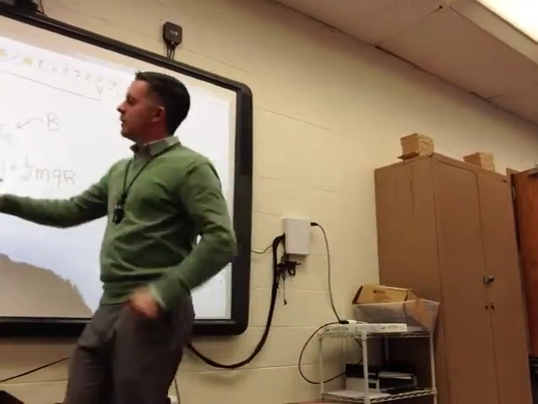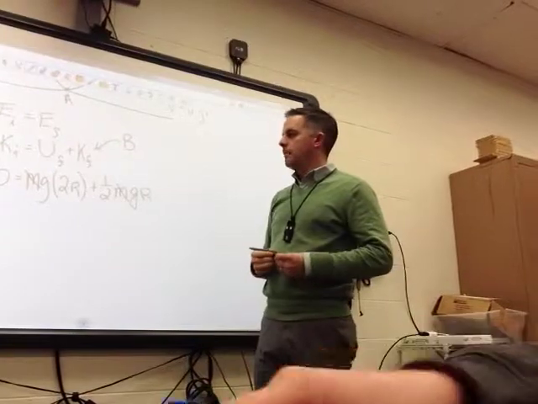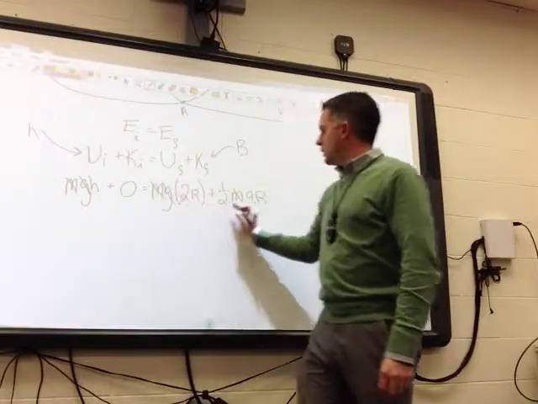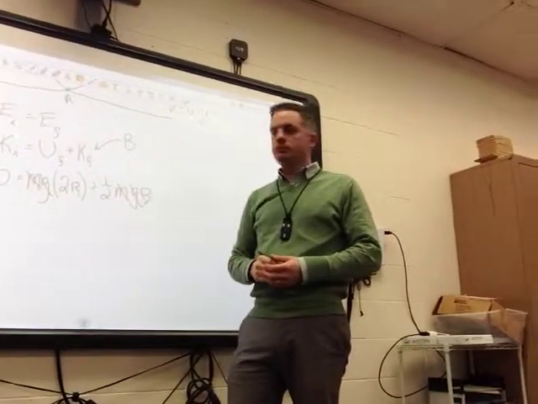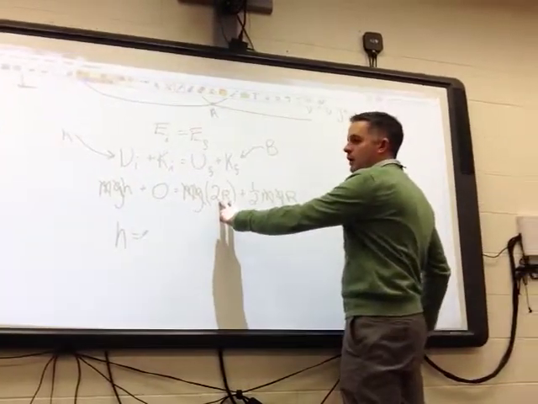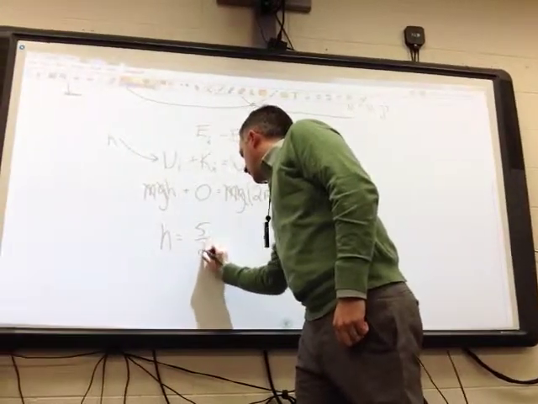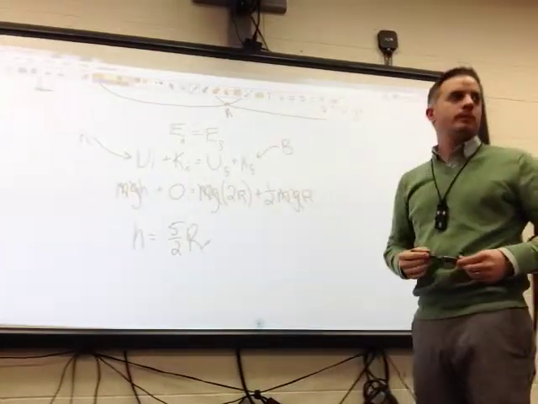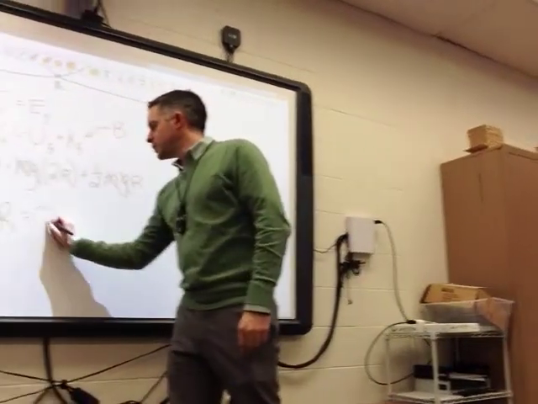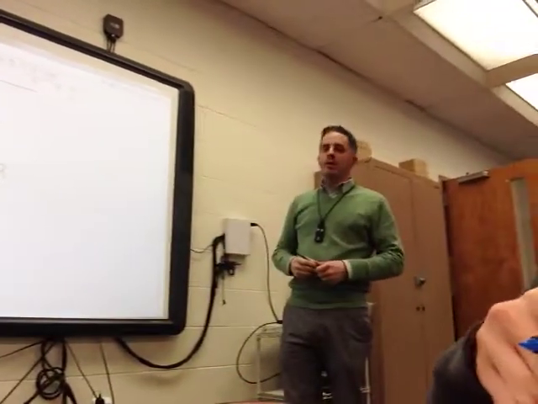If we're looking at our terms, we see that each term has a mass, so they can go away. Each term also has a g, so they go away. So we're left with h is equal to a 2r and a 1/2 r, so that means 5/2 r, or 2.5 r, if that makes you feel better. In this case, it could go either way.